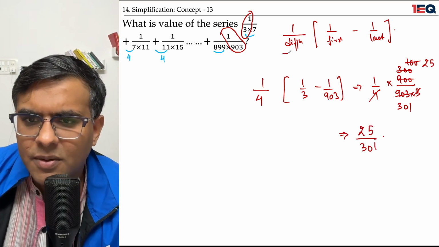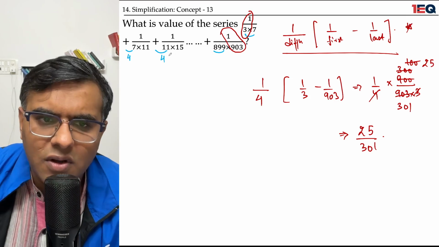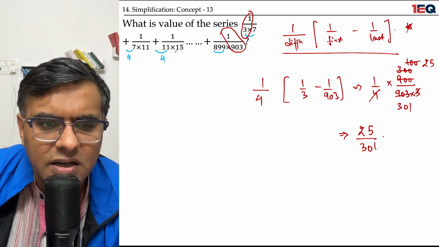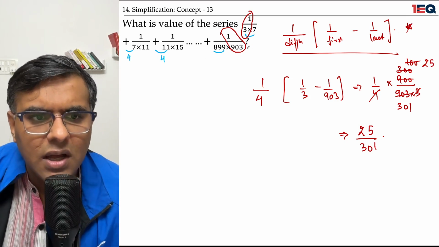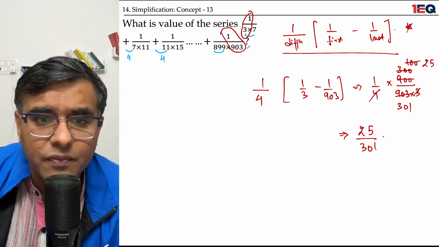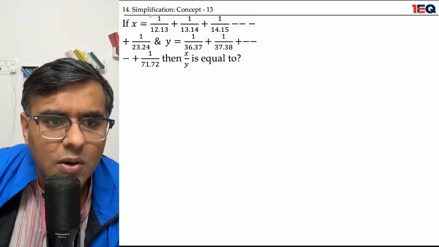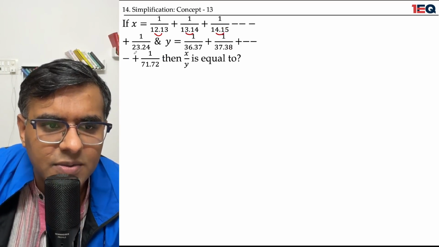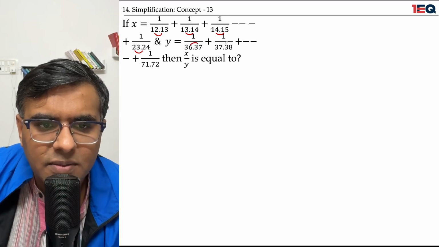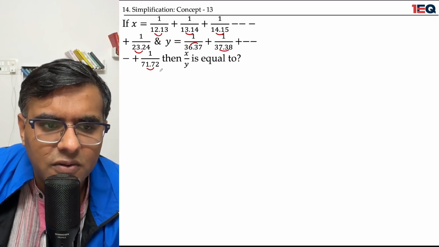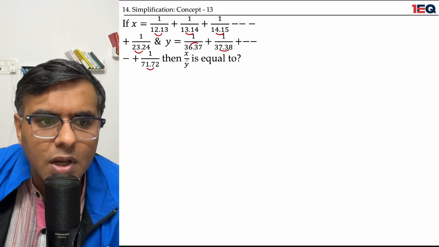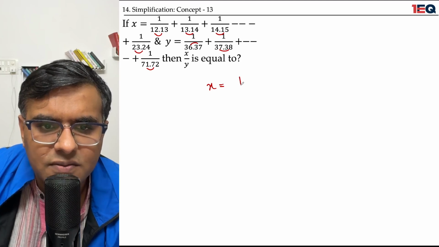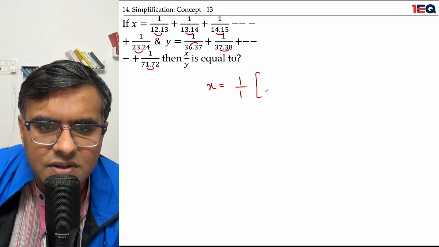This is the standard formula which you need to remember for all such questions where you see a consecutive series which has a gap of 4 between the two consecutive digits. Now talking about this, we again have consecutive digits. The gap is uniform, which is 1. Similarly, in the next series, the gap is again uniform, which is equal to 1. So I'll find out the value of x. The value of x would be 1 upon the difference, 1 upon 1.